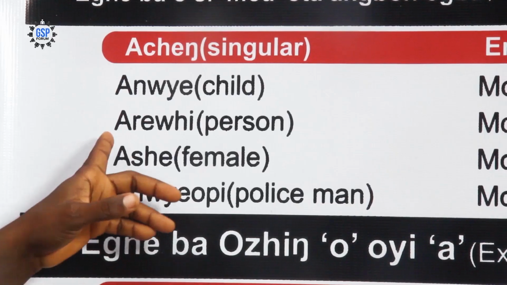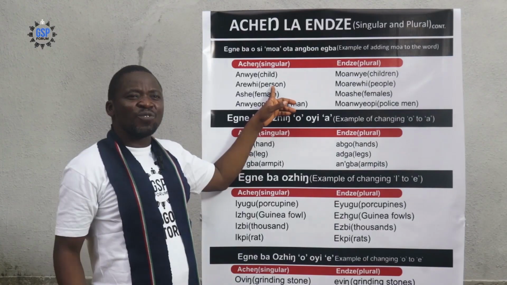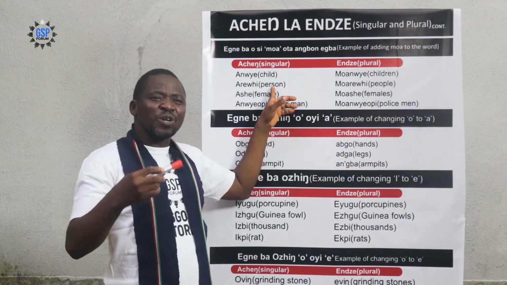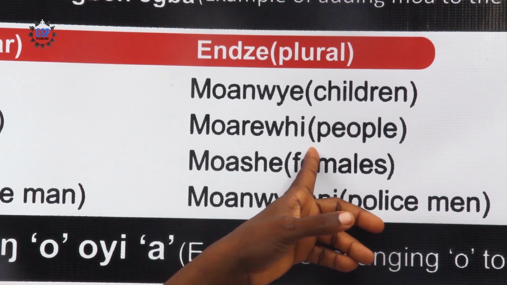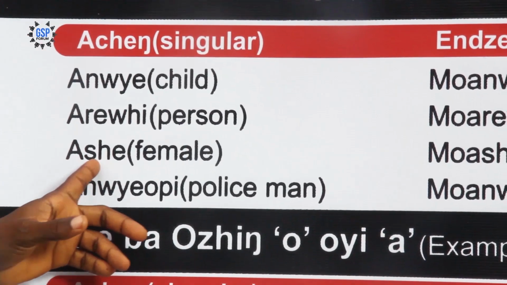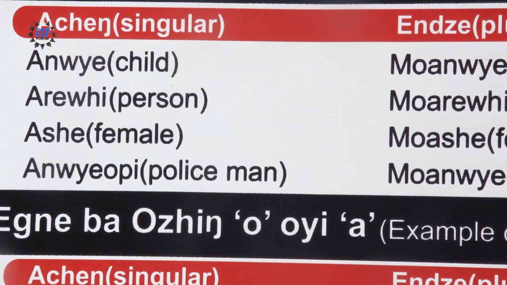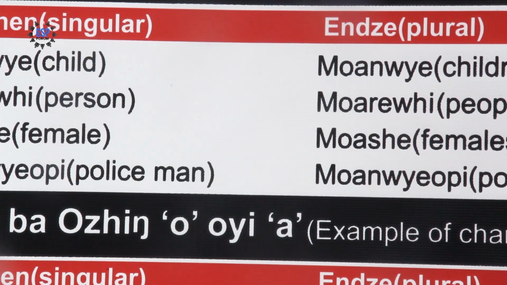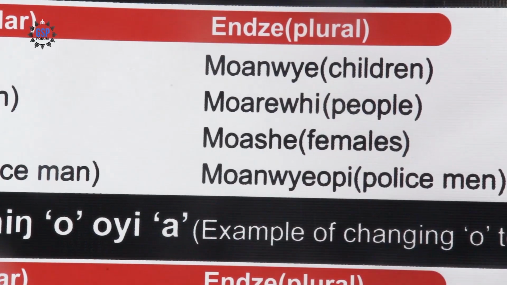The second one we have is arehi, person. Arehi means one person. If you want to put it in plural, you say marehi, which is people. Ashe means female in Igbo. One female, which is single. If you want to put it in plural, we say mashe, which is females.